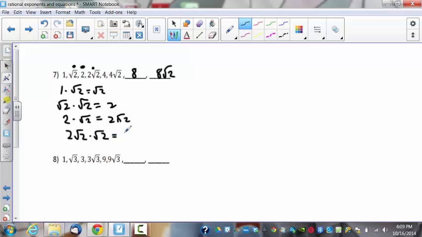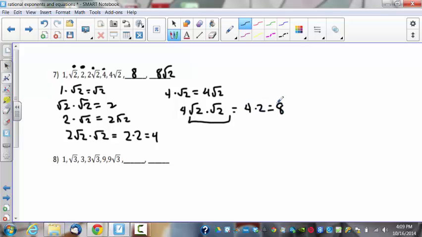So this is also a geometric sequence, but in this case, the factor that we're multiplying by each time, the common factor, is square root of 2. So to get 8, we have 4 square root of 2 times the square root of 2. We know square root of 2 times square root of 2 is 2, and 4 times 2 is 8.